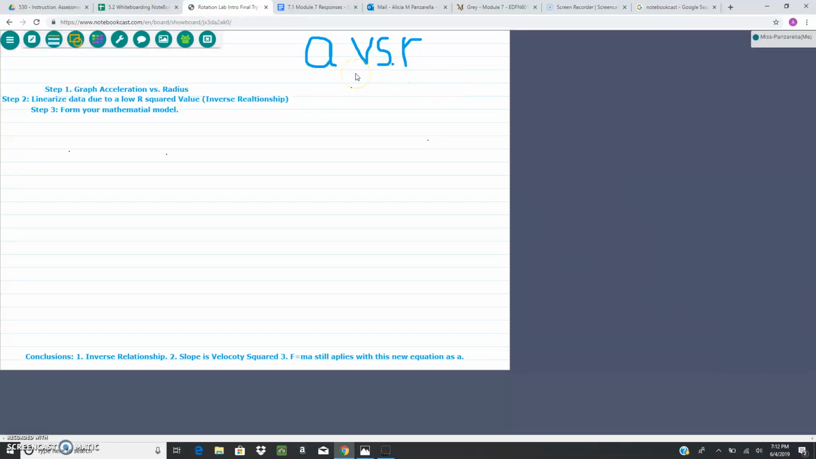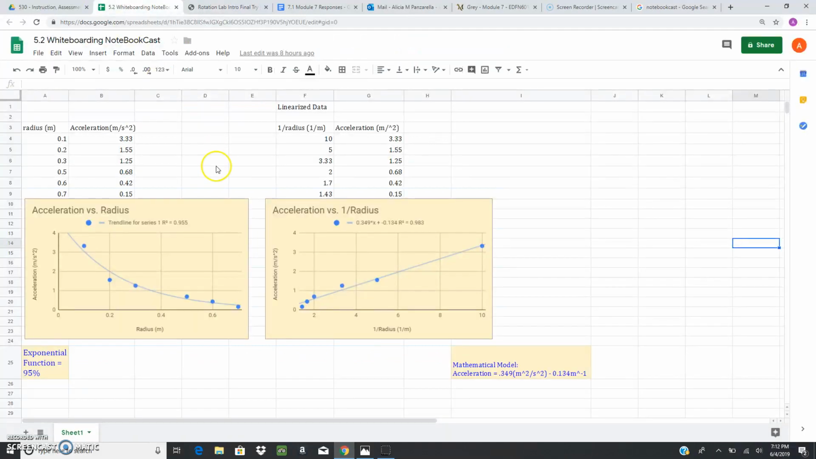So we can see the top of my whiteboard has acceleration versus radius. For the sake of the whiteboard, I decided to put in the steps that I used. So I graphed the data, I linearized the data, and then I formed the mathematical model, which is what we can see here. So the data is here. Here's the graph. I found that it was that inverse relationship, linearized data, trend, and then the ultimate goal is always to form that mathematical model. So that would be the focus of the discussion between myself and my group mates.